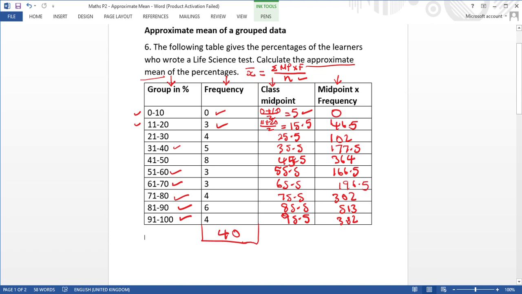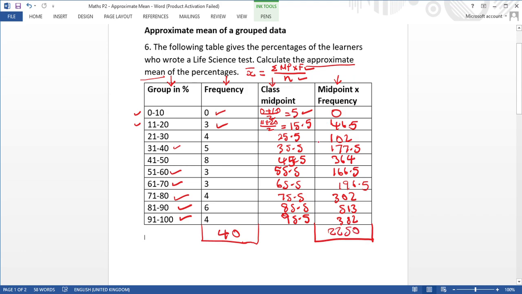By summing all the values in this column, you get the numerator, the total that you're going to divide to get the approximate mean. So let's sum all the values here. First, you've got 0 on top. Then you've got 46.5 plus 102 plus 177.5 plus 364 plus 166.5 plus 196.5 plus 302 plus 315 plus 382. The total gives me 2250.